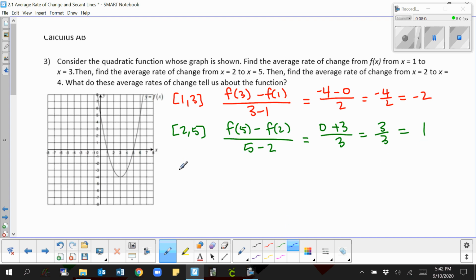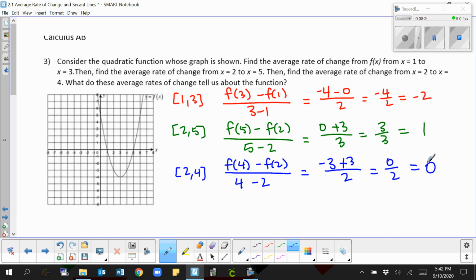And my last interval is from 2 to 4. So I'm looking at f of 4 minus f of 2 over 4 minus 2. Well, f of 4 is -3, minus f of 2 is also -3, so that ends up being +3 over 4 minus 2, which is 2. So 0 over 2, which gives me 0. So as you can see here, on all three intervals, we got a different average rate of change.